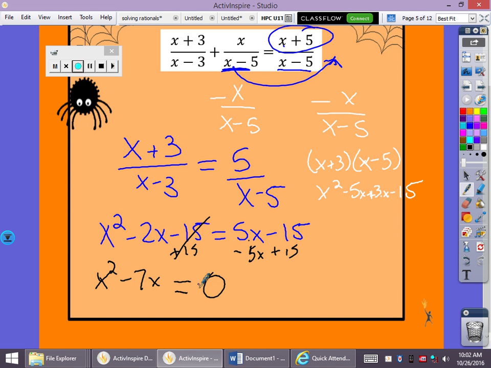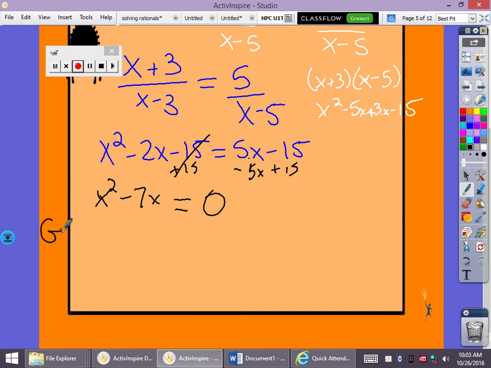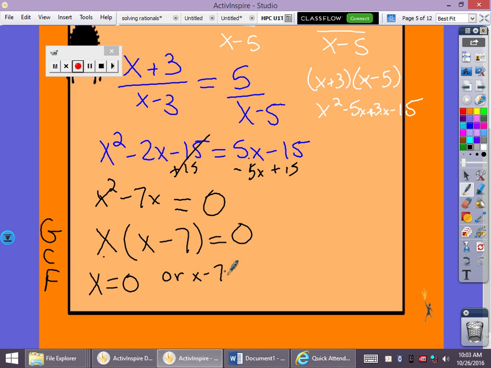What is that called, multiply by x? What type of factoring? What is x? What math vocabulary word? Come on. Greatest common factor. My GCF is x. So my two factors are x and x minus 7. So either x equals 0 or x minus 7 equals 0, making x equal to 7.